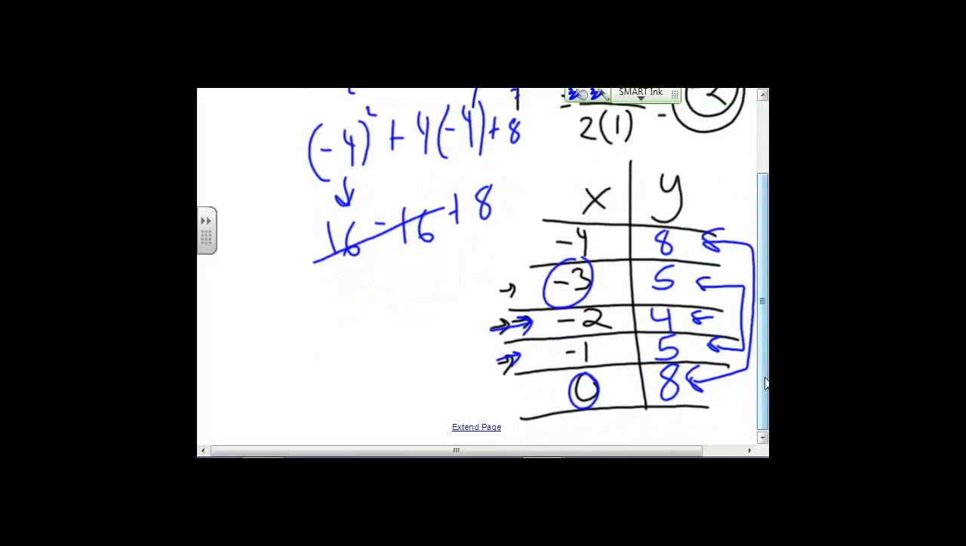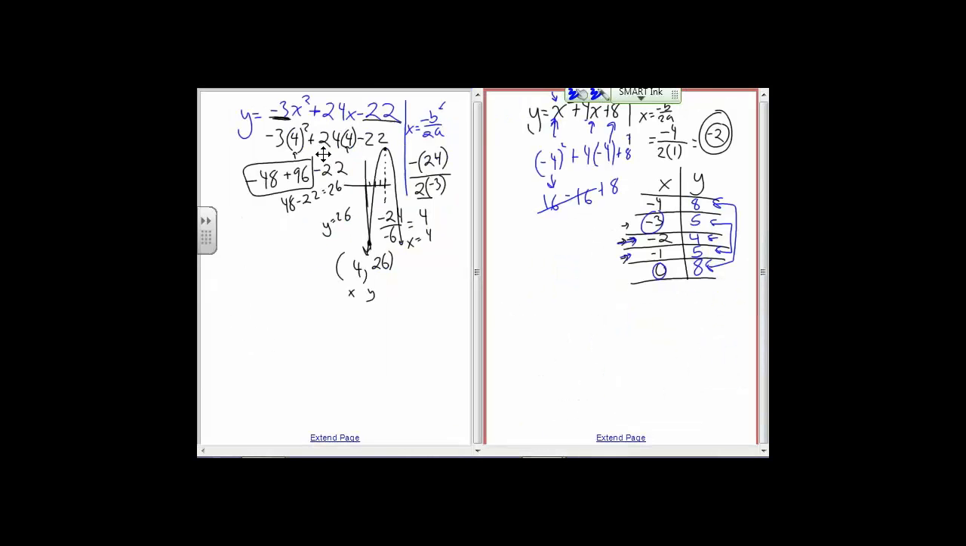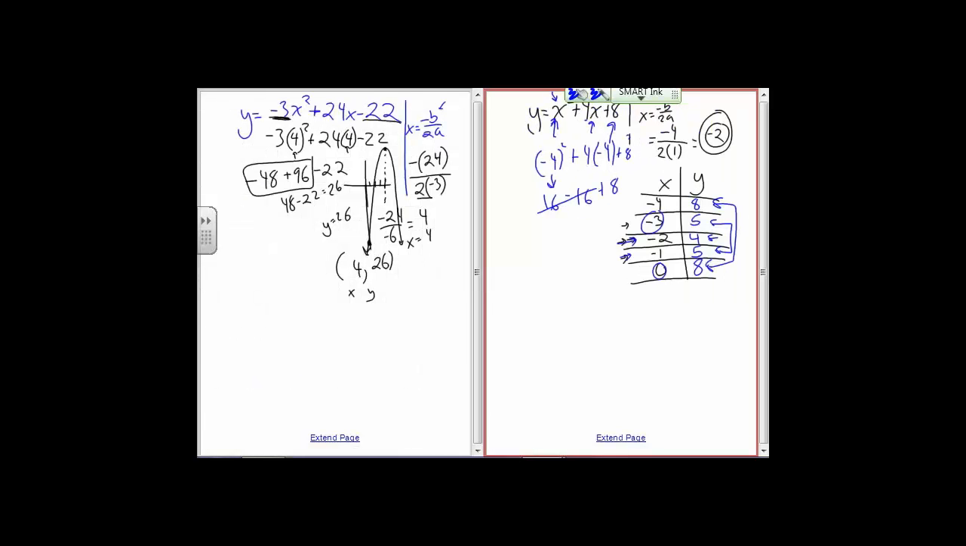Everybody cool with that? Yeah. All right, so let's see. I'm going to cancel out this page. Yeah, let's dump this one.